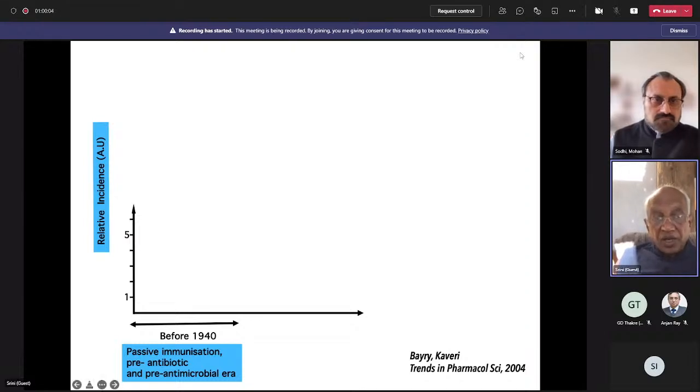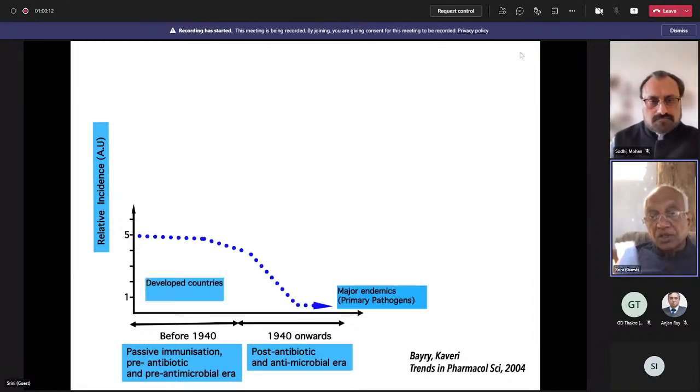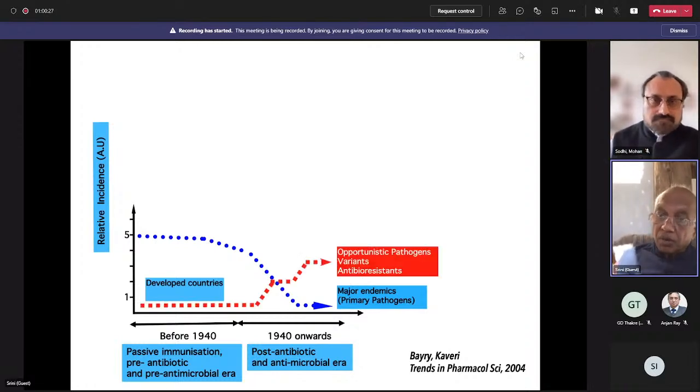Before the 1940s, we had only passive immunizations. There were no antibiotics, and of course people were dying of infections. These were difficult situations. Post-antibiotics, major endemics were controlled: cholera, salmonellosis, tuberculosis, many diseases in rich countries, because they had money. They had antibiotics, they treated. But they abused.